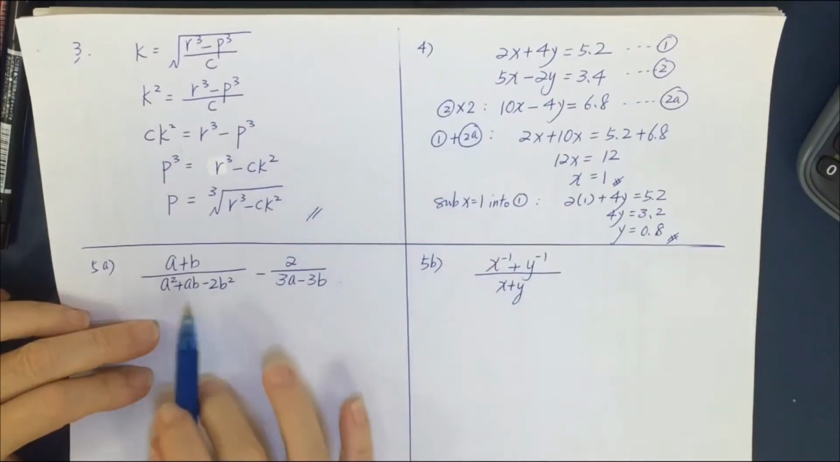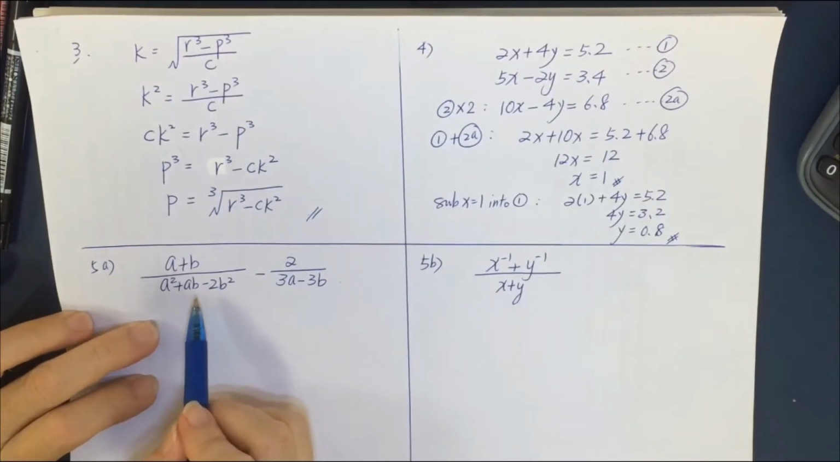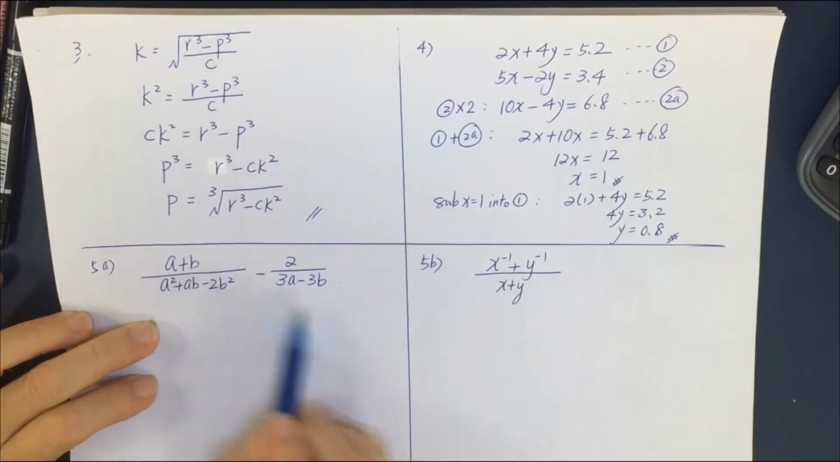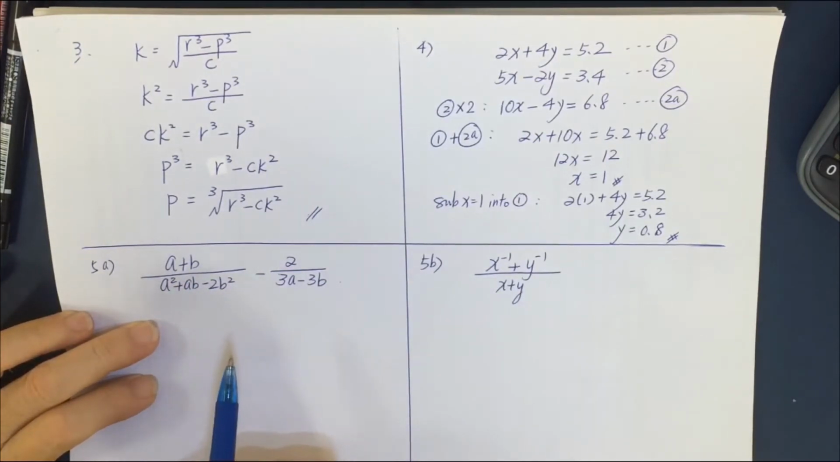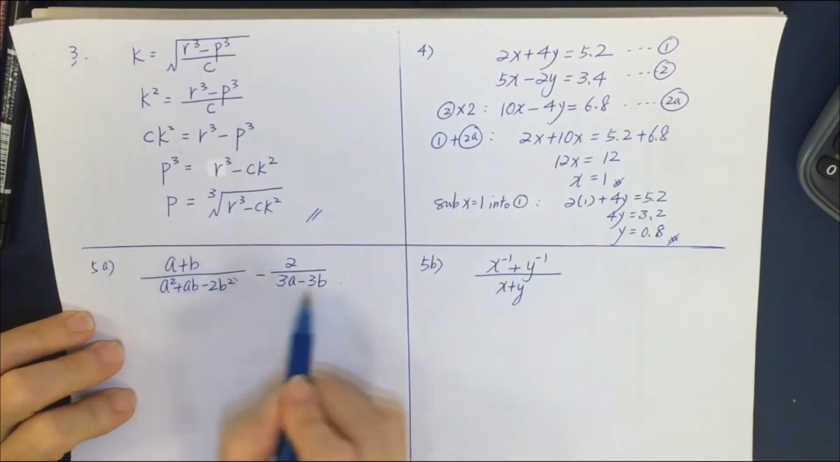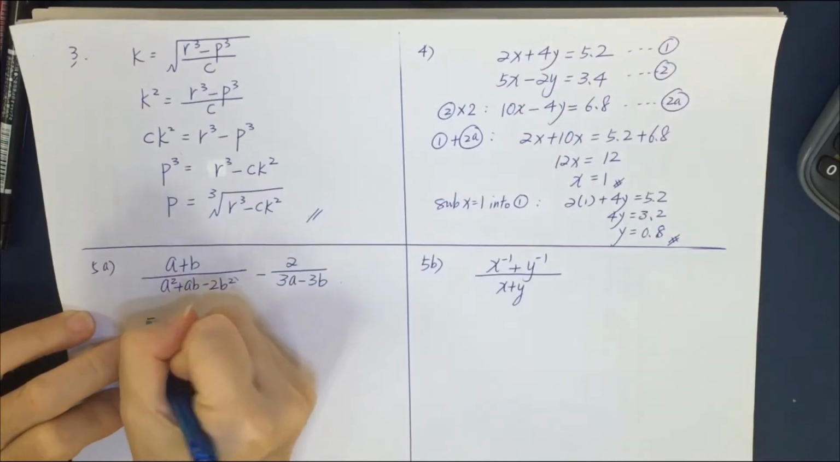Okay, next one, simplify. To simplify, we first have to ask, is there any way that we can simplify it first before we combine the two fractions? Please do not go and say, oh, the common denominator is this one times this one. If you do that, you're going to get everything into very messy working.